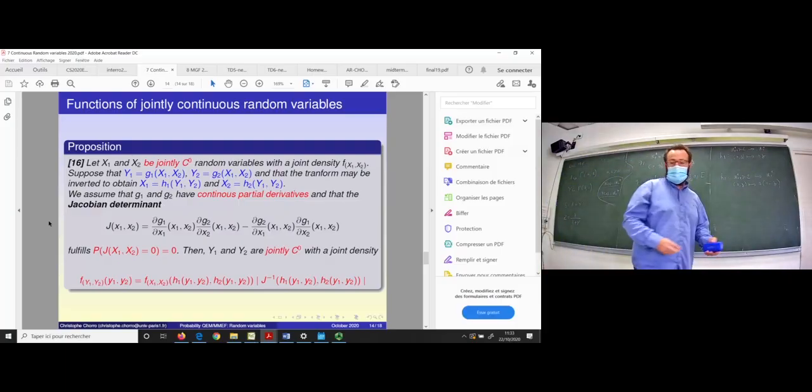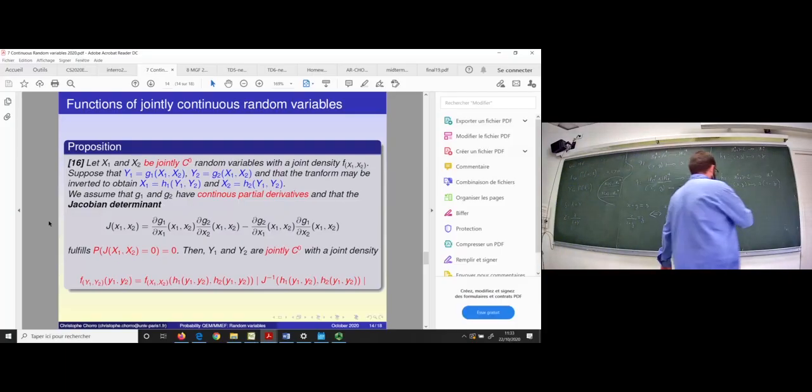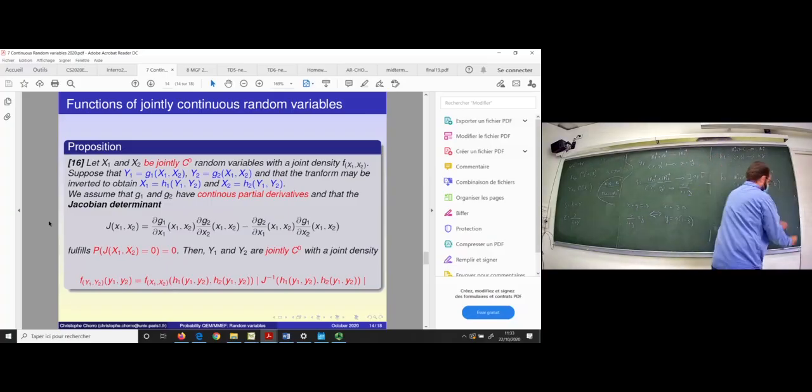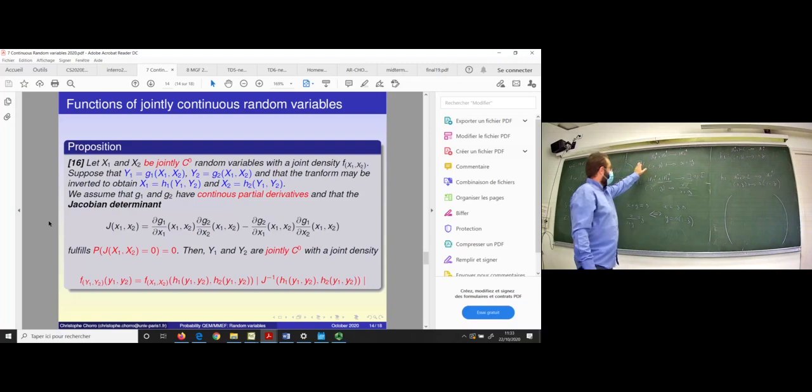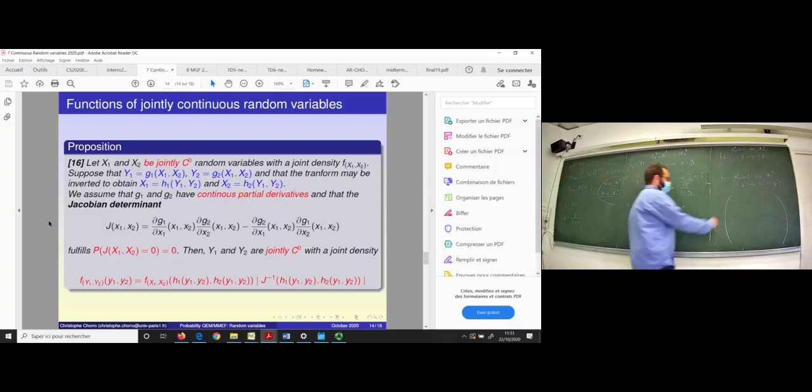So now I am interested in the matrix of the partial derivatives. If I compute the derivative of this one with respect to x, I obtain d of j1 with respect to x, with respect to y.